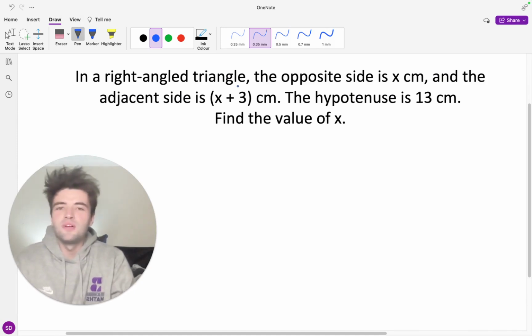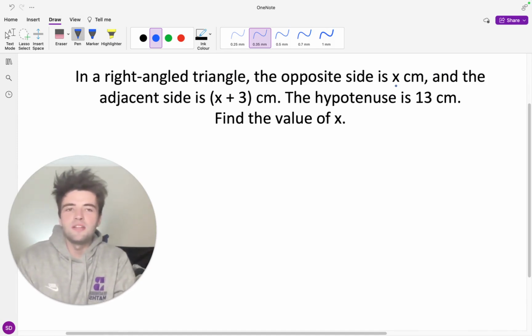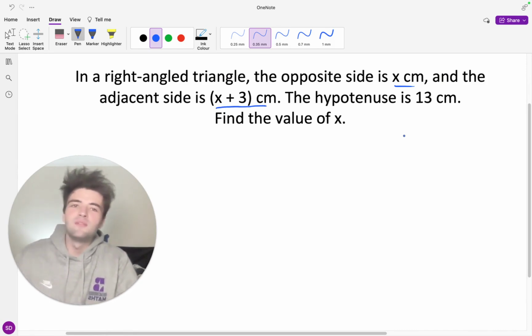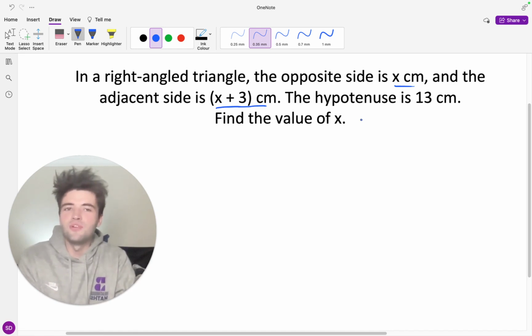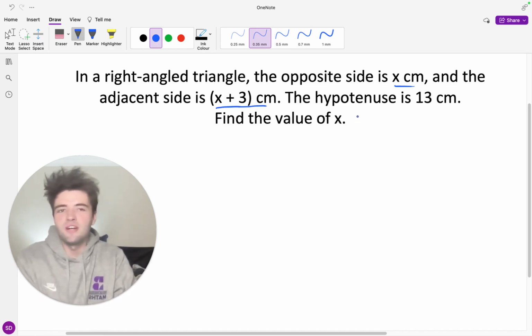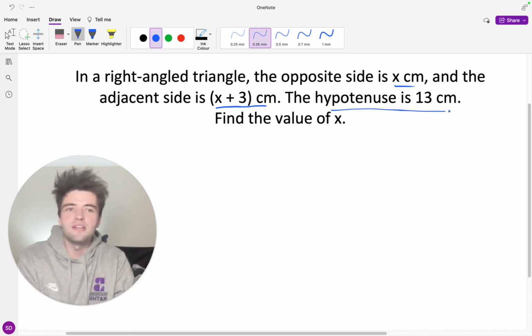So in this question, we're told that for a given right angle triangle, the opposite side is x centimeters and the adjacent side is x plus 3 centimeters. So we know that the opposite and the adjacent are two names for the smaller sides in a right angle triangle, and the hypotenuse, which we know is the longest side, is going to be 13 centimeters, and we're asked to find the value of x.